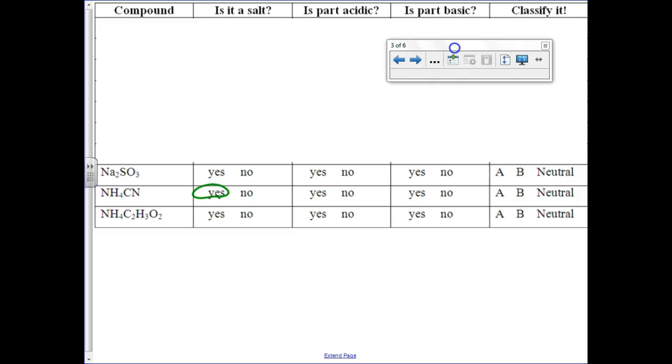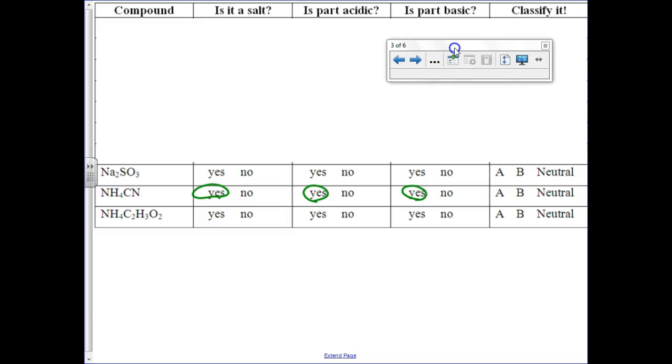Yes, it is. Is it part acidic? Yeah. The ammonium comes from the weak base, therefore it is part acidic. The cyanide comes from a weak acid, therefore it is also part basic. And if you remember from last Thursday, this is where we have to compare K values.